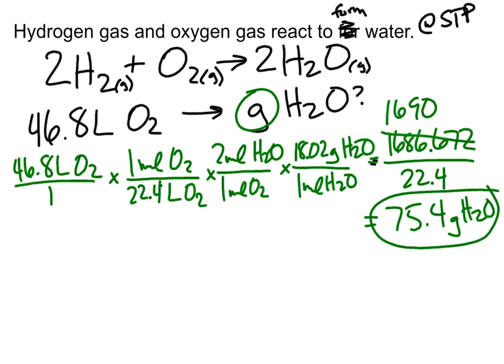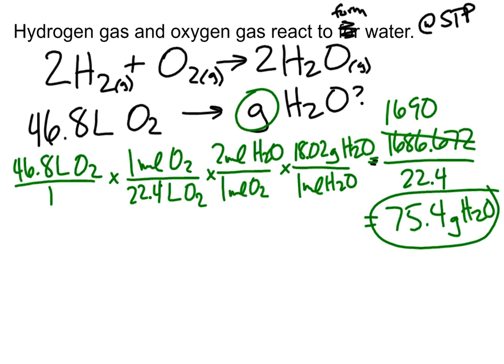Just to show you the difference, 75.4 grams of water vapor, and it took 46.8 liters worth of oxygen gas, that's 23 2-liter bottles worth of oxygen gas, to make 75 grams of water vapor.